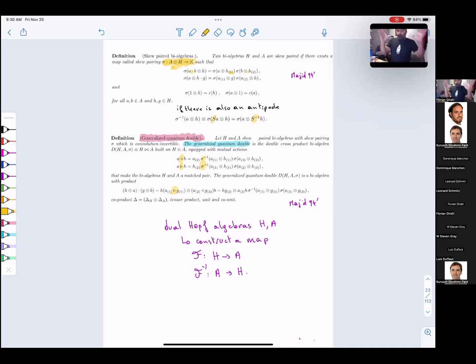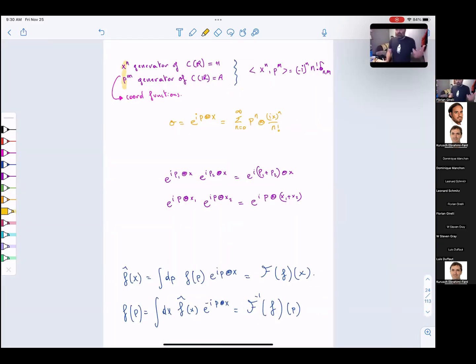But now, if we have a pair of algebras, can we actually find a map that takes one to the other one? That's typically going to be the Fourier transform. So let's quickly do a concrete example. If I look at the function over R, that's going to be the algebra H, and another function over R, that's going to be A. And then I look at the generators for these functions. For the generators here, there's going to be the monomials in X, and this other one is going to be the monomials in P. I can set up a duality structure in between the two. Okay, so that's going to be my duality structure.